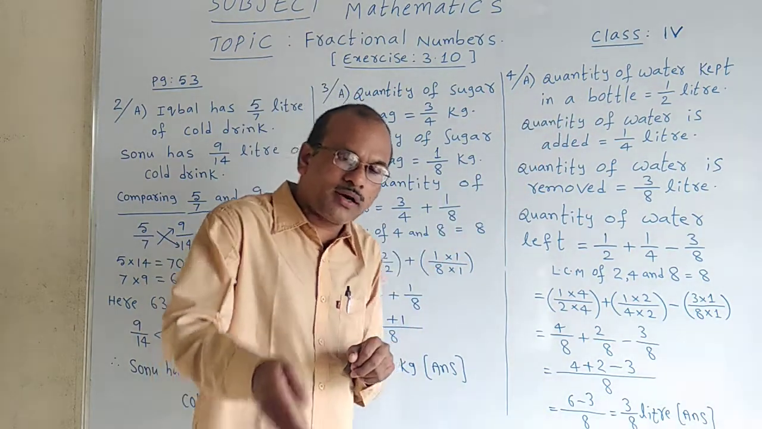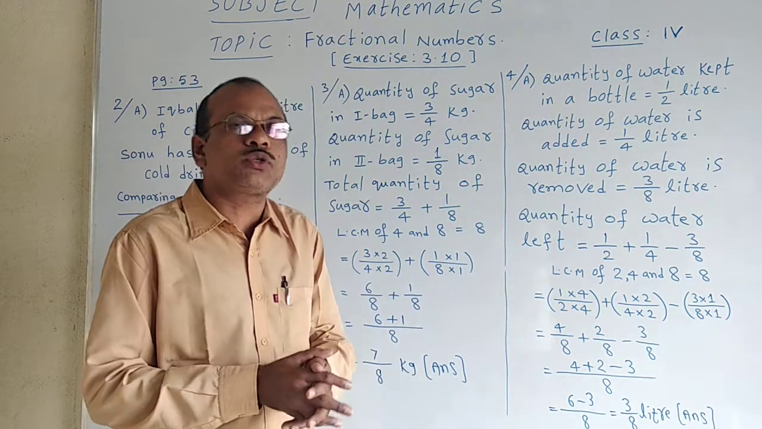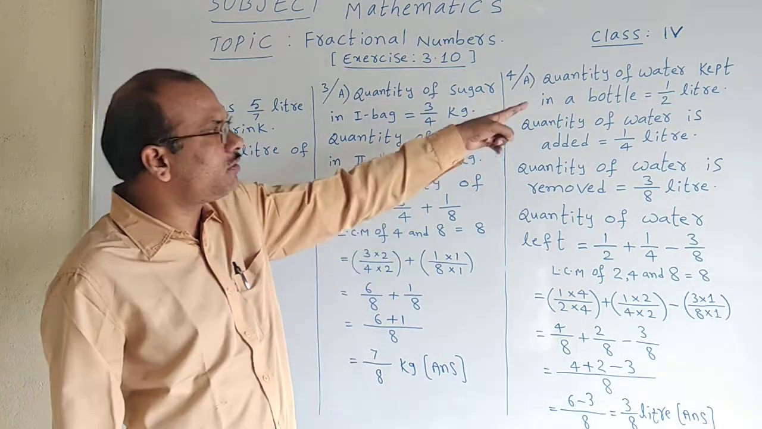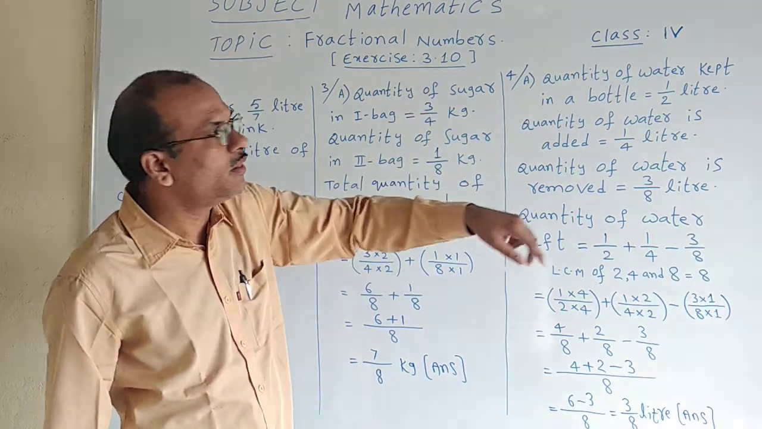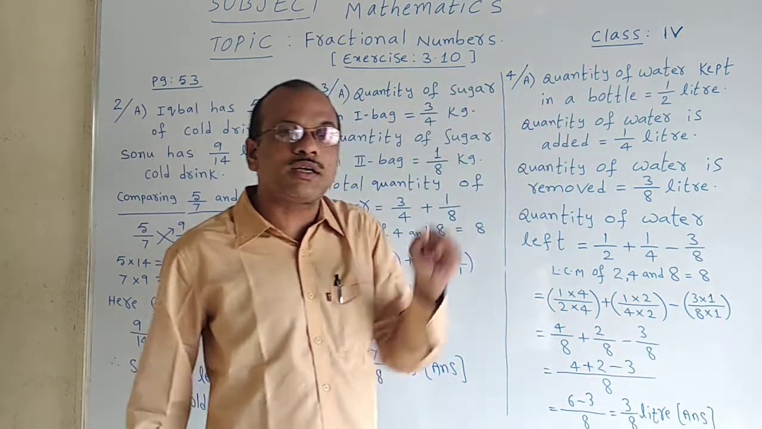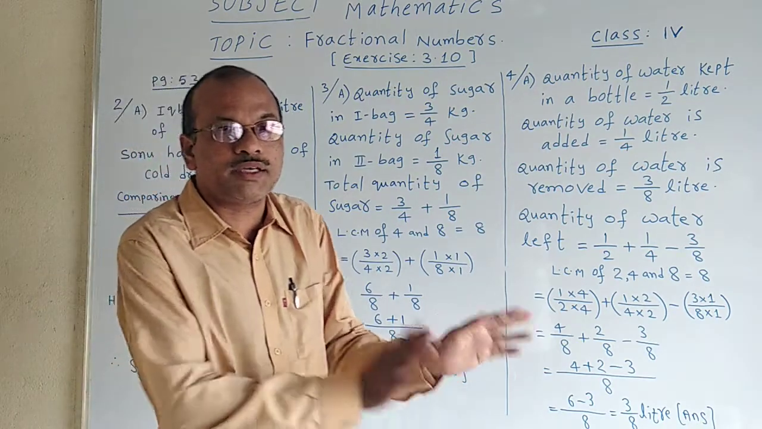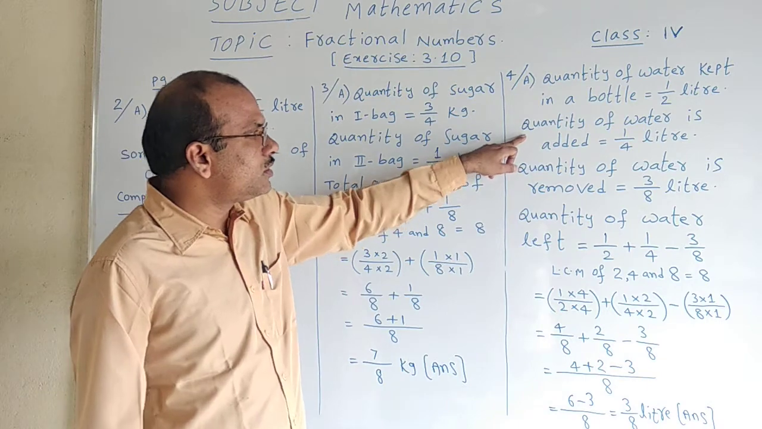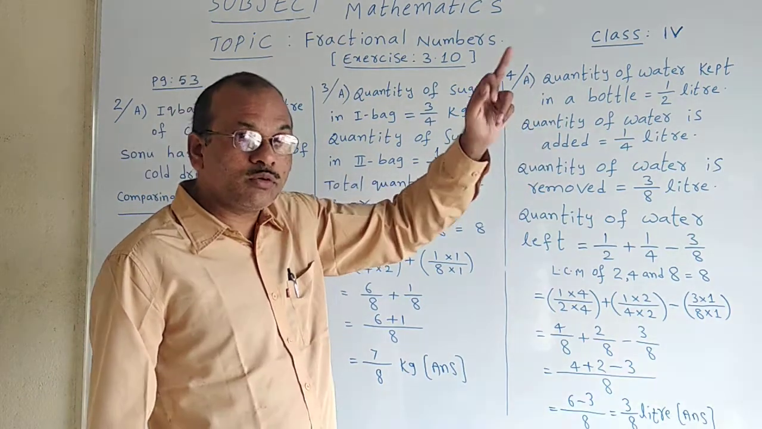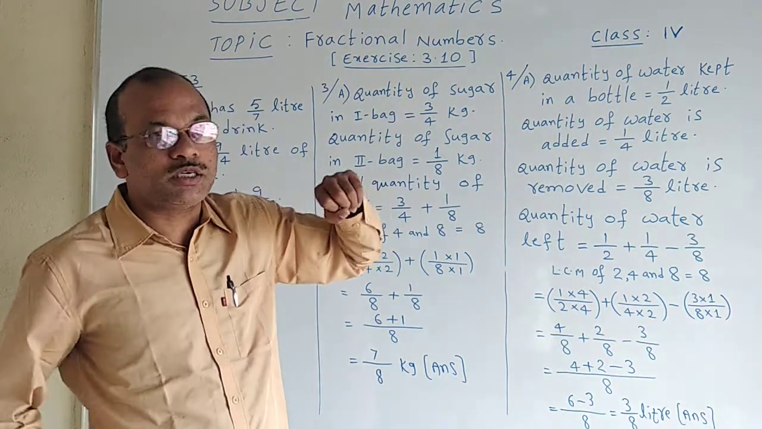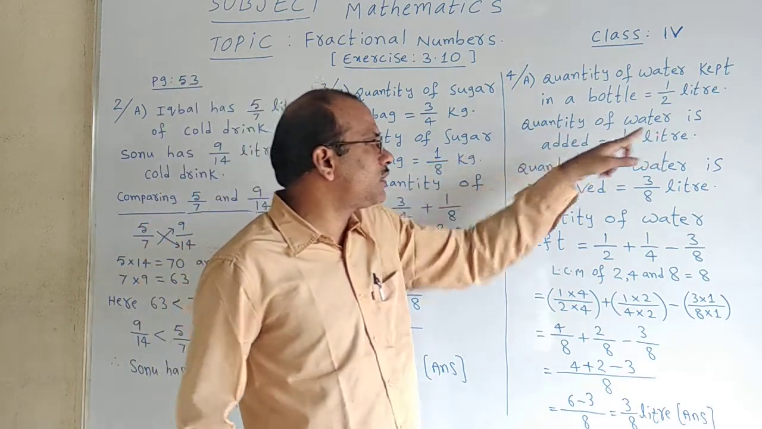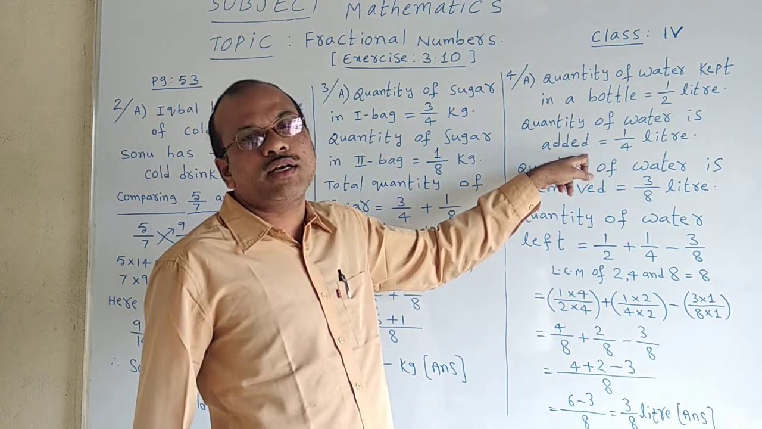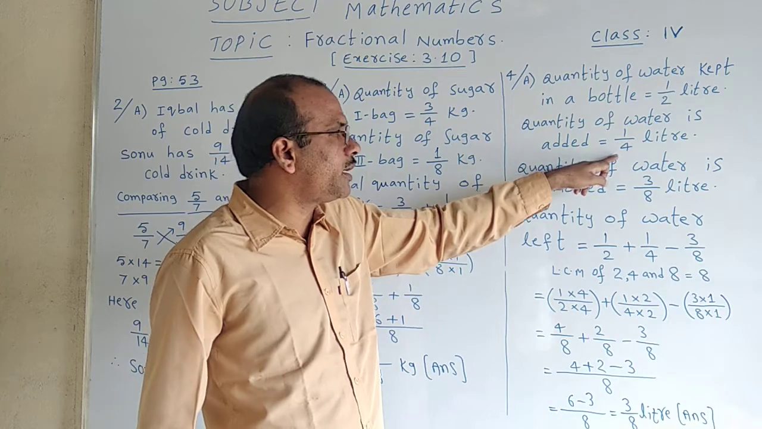That means some water was already stored in that bottle. How much water was stored in that bottle in the beginning? 1 by 2 liter of water was already poured in and kept aside. Afterwards, again some water is added to that previous quantity of water in the bottle. The water that is added is how much?